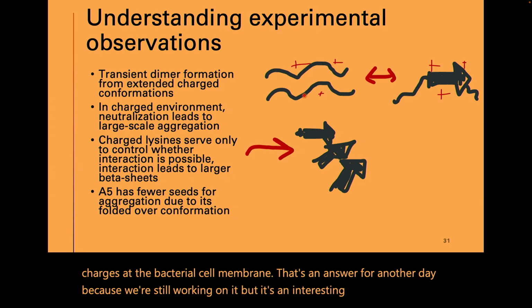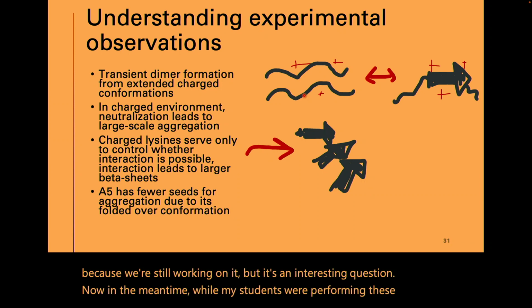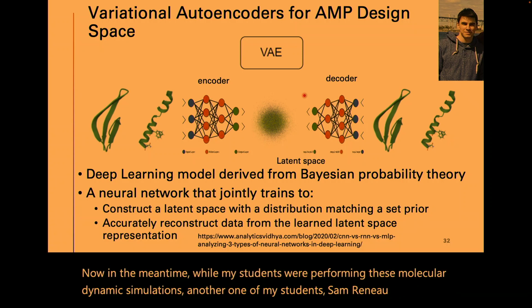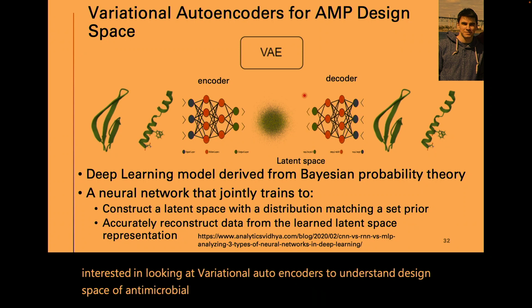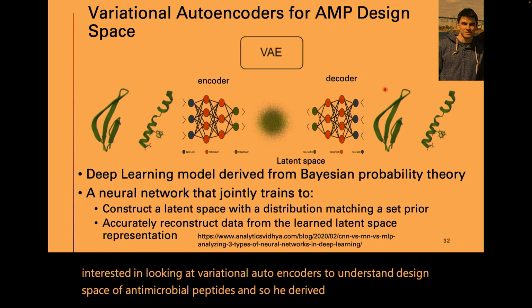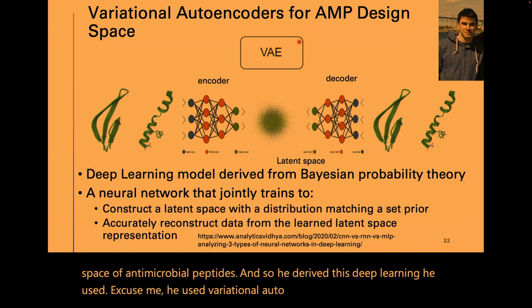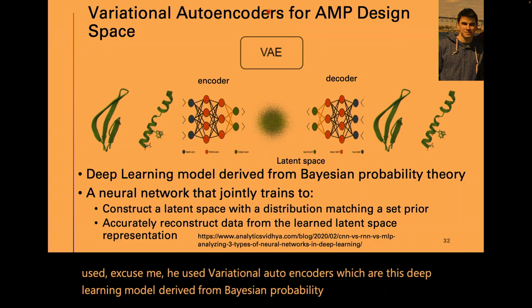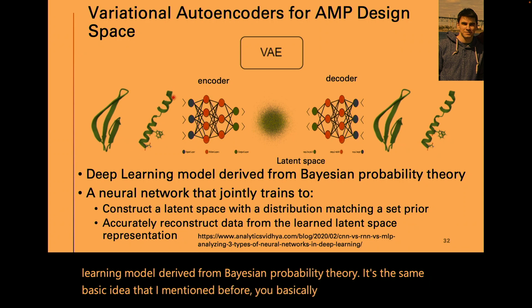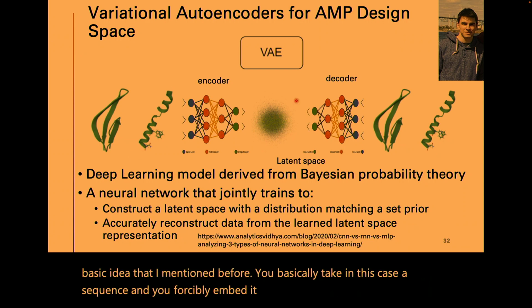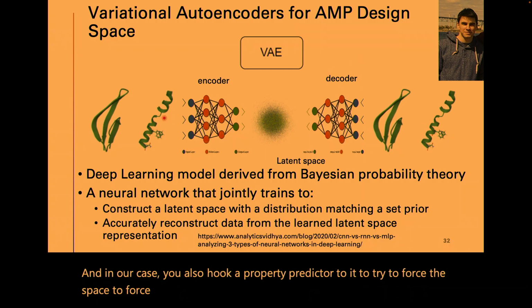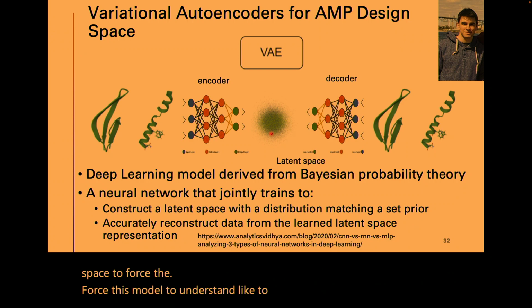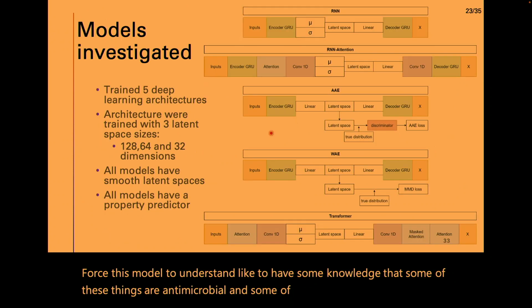Now, in the meantime, while my students were performing these molecular dynamic simulations, another one of my students, Sam Renaud, was really interested in looking at variational autoencoders to understand design space of antimicrobial peptides. And so he used variational autoencoders, which are this deep learning model derived from Bayesian probability theory. It's the same basic idea that I mentioned before. You basically take, in this case, a sequence and you forcibly embed it into a continuous space. And in our case, you also hook a property predictor to it to force this model to have some knowledge that some of these things are antimicrobial and some of them aren't. And he compared a whole bunch of different models.